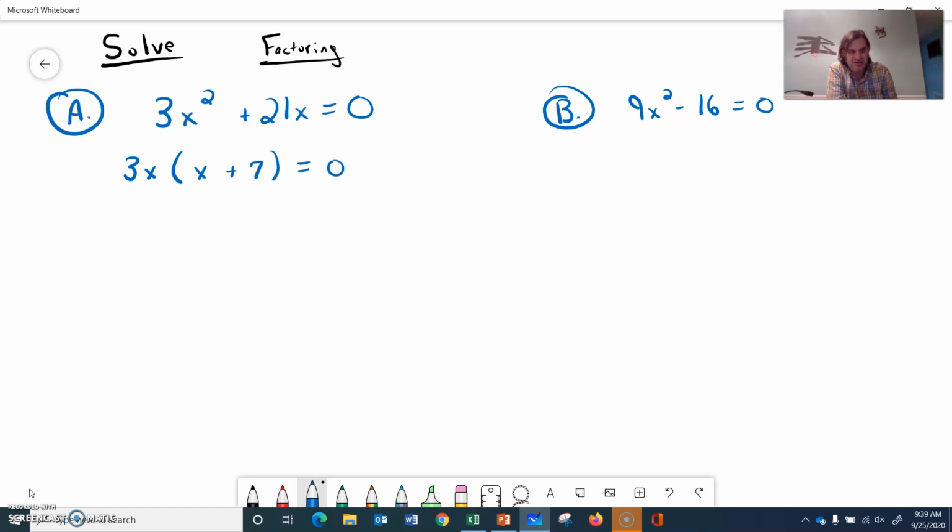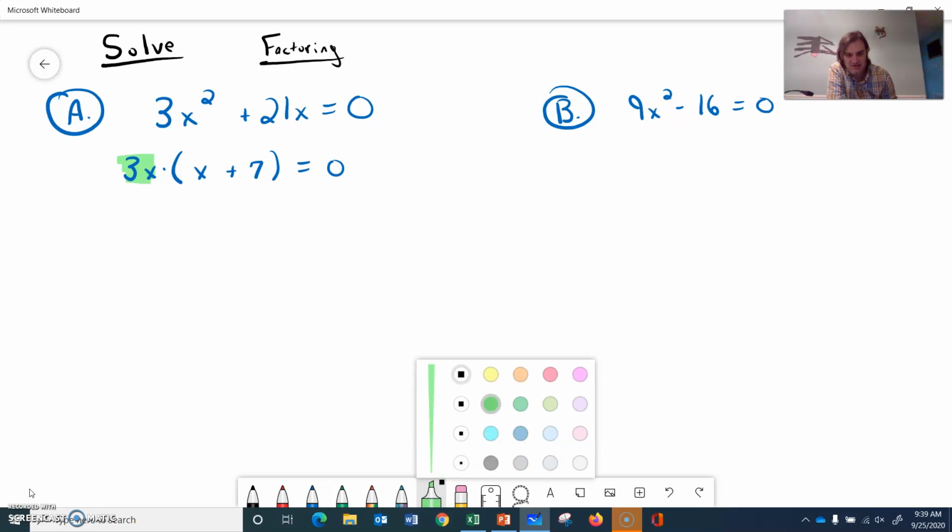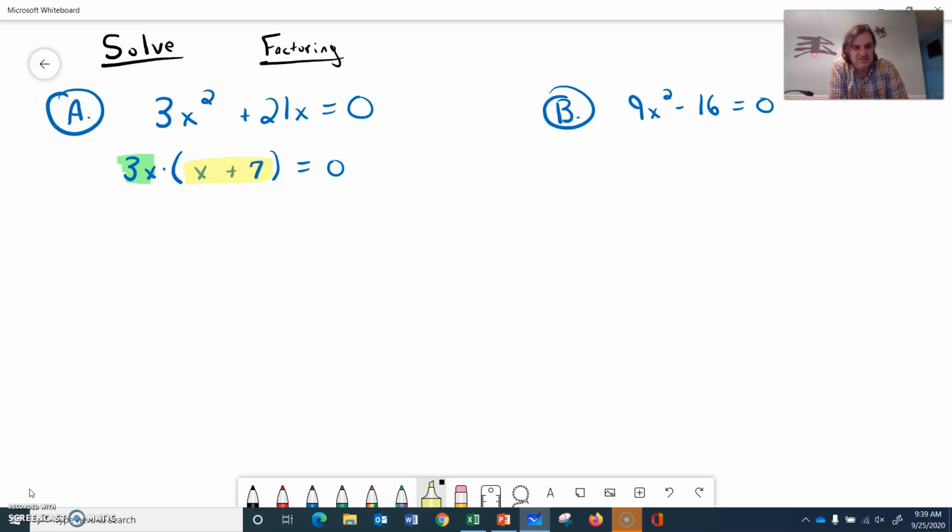Well, we just factored this thing, and the two things multiplied together to give us 0. We factored it into 3x, and we factored it into x plus 7, and those two things are multiplied to give us 0. So instead of going through the long process, which will still work if we let a be 3, b be 21, and c be 0, but we're never really guaranteed anything's going to factor, we can just pull out a common term. So we get two little equations: 3x equals 0, x plus 7 equals 0.